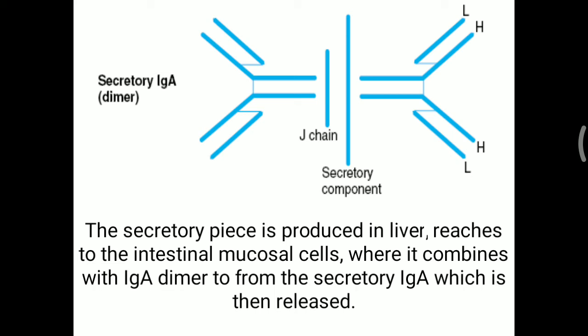The secretory piece is generally produced inside the liver and reaches the intestinal mucosal cell, where it combines with the immunoglobulin A. Interestingly, it is reaching the intestinal mucosal cell, so mostly this IgA is also present in the secretions of the GI tract. There it combines with the IgA dimer to form the secretory immunoglobulin A, and then it is released into the GI tract or gastrointestinal tract. So that is all about the importance of IgA in our body.